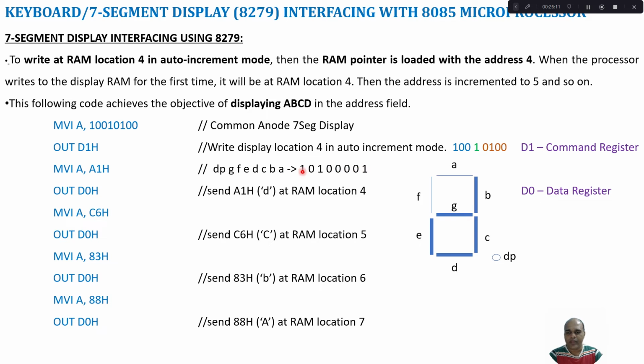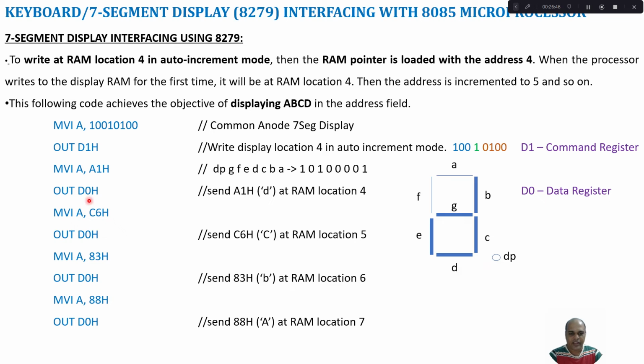So here you see when I put this value onto the 7 segment displays. This LSB is your A, B, C, D, E, F, G and D. Which means we are activating B. So 0 will activate the corresponding segment. So B, C, D, E, G are activated, which means it is going to display a character D on the display. So A1 is sent to A and this A is sent to D0, where 0 represents it's a data register.